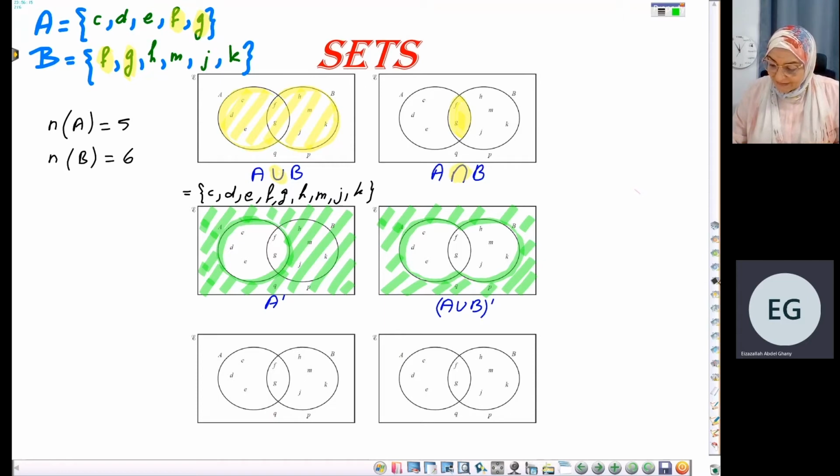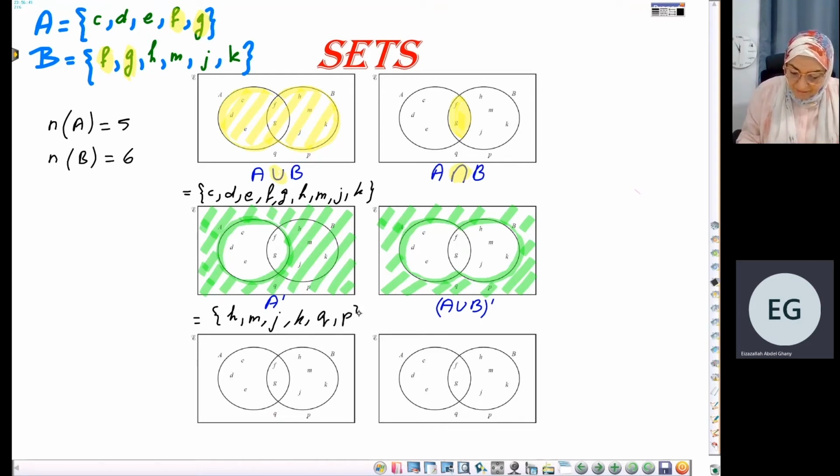Now let's write the elements of A dash. When you cover set A, you start reading everything outside it: H, M, J, K, and even Q and P. Curly brackets, don't forget: H, M, J, and K, and the elements outside it in the universal set, Q and P. About A union B all dash, there are only two, which are Q and P.